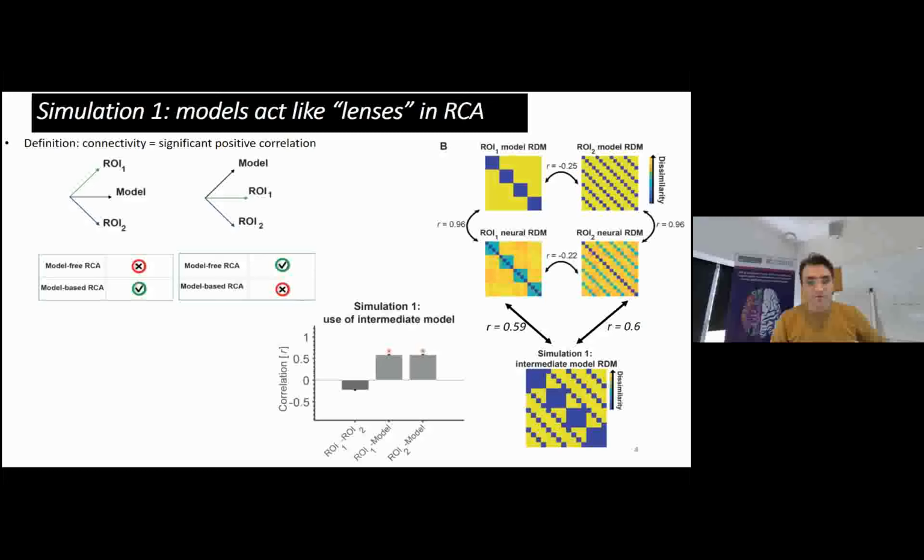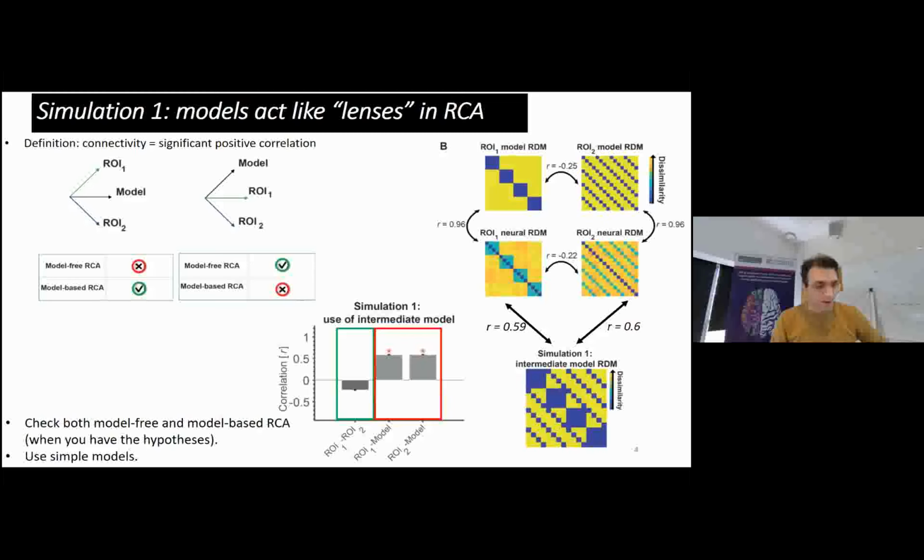And from the viewpoint of this model, while model-free gives you negative or no connectivity between the two, it might be the case that the two ROIs are correlated to the model, meaning that they might be considered connected. You can implement model-based representational connectivity analysis in different ways, and this conceptual point can affect your results in different ways. So our recommendation would be to check for both model-based and model-free connectivity analysis before deciding on whether the connectivity should exist or not.